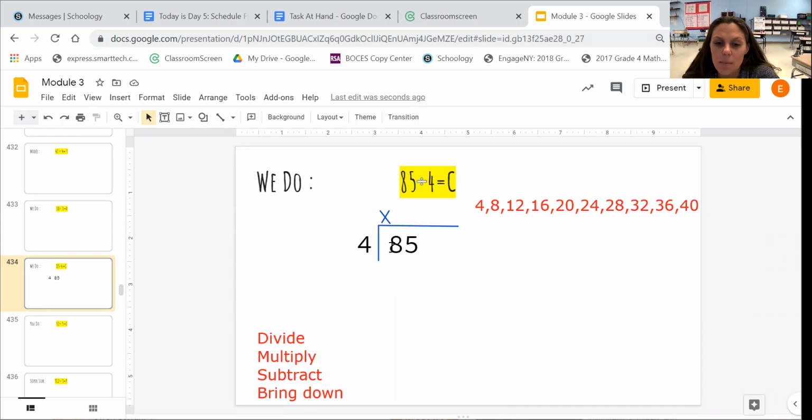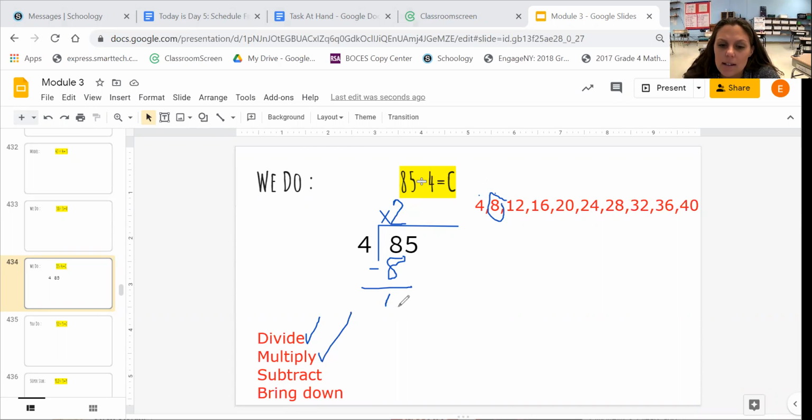So first we're looking at the number 8. Can 4 people fit into 8 chairs? So I'm going to look at my list of multiples to see if I can find the number 8, and I can. 4 can go into 8 2 times. So I put my 2 above that 8. That's me dividing. Then I multiply. 2 times 4. I don't have to figure it out. I already did. It's 8.